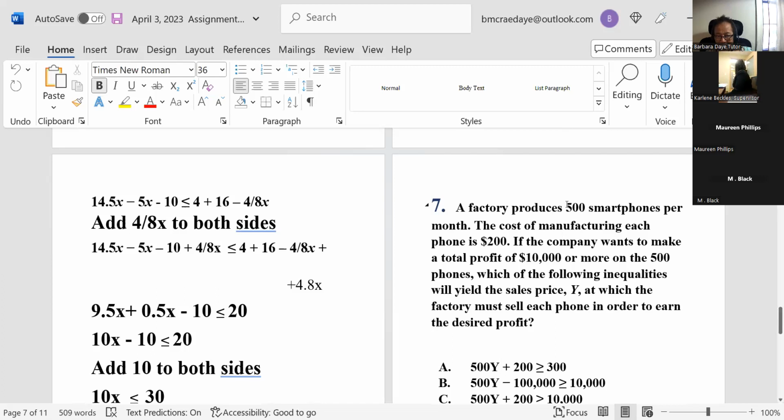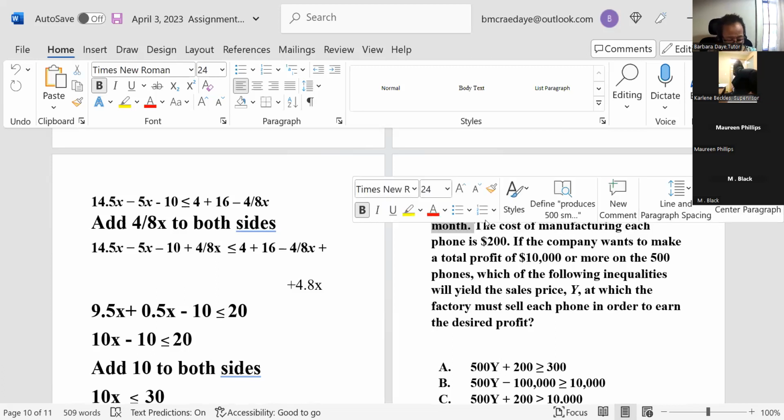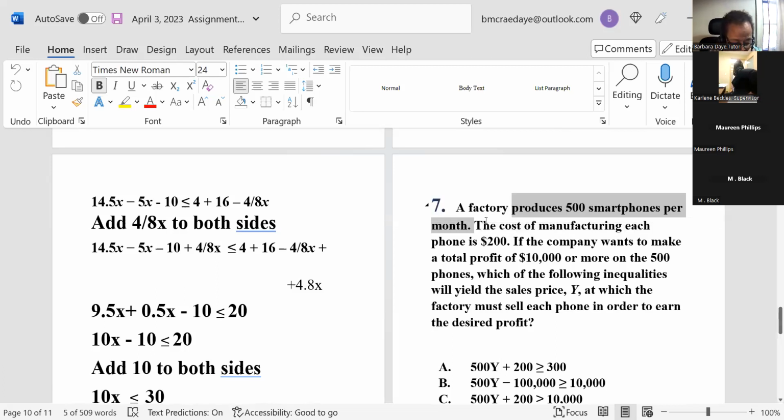Okay, so let's take it step by step. We have 500 smartphones per month. Let's just underline that. So we know the company is producing 500 smartphones per month, every month. Now, the cost of manufacturing each phone is $200. $200. Okay, so you need that, right?